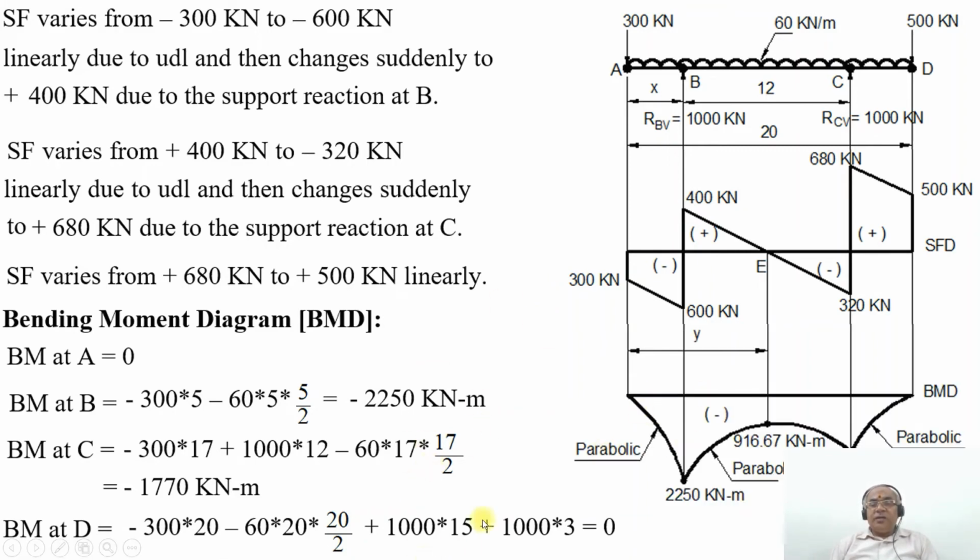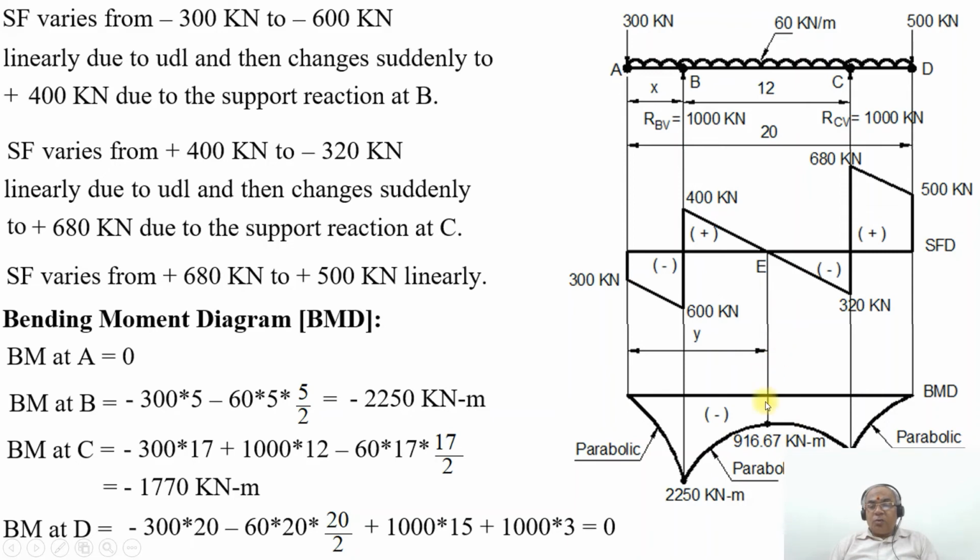So when you plot this, you can see bending moment at the point A is 0. Bending moment at the point B will be equal to minus 2250 kilonewton meter. Bending moment at the point C will be equal to minus 1770 kilonewton meter. And the bending moment at the point D is 0. Now we have plotted these points.